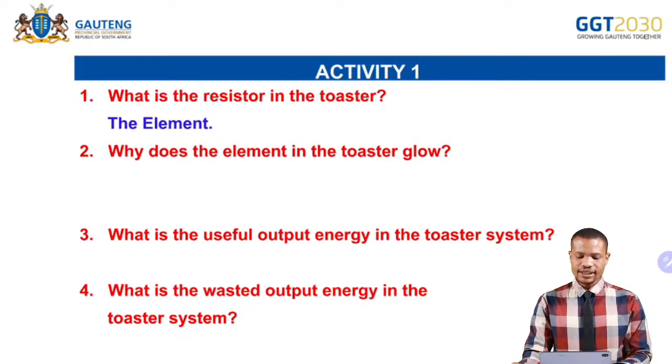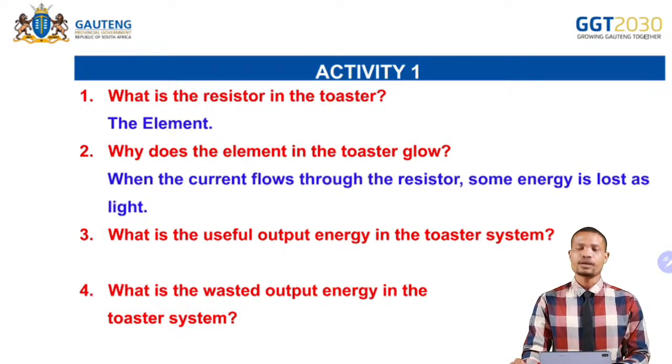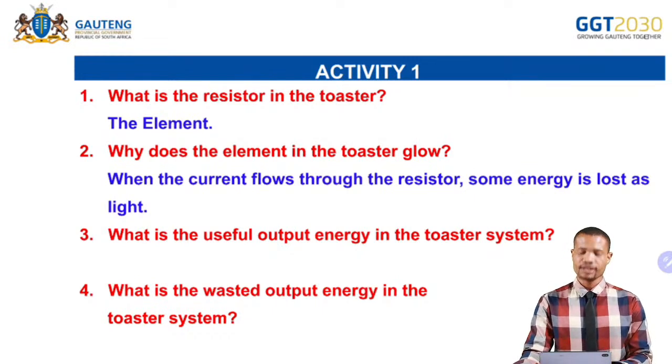Question 2, why does the element in the toaster glow? Why does it glow? Yes, that is correct. When the current flows through the resistor, which is the element, some of its energy is lost in the form of light and heat, okay? When it heats up, some of its energy is lost in the form of light. So in the example of it, okay, I almost gave you answers to the other questions. No.